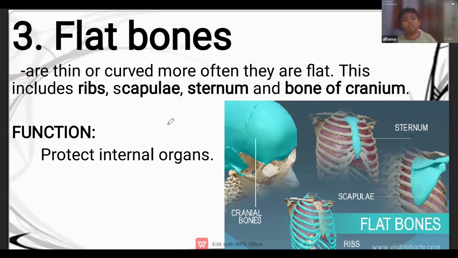Yes. Okay, so the ribs are not considered long because if we look at the definition or the description of a long bone, a long bone is longer than its width, right? That's the term. But if we look at the definition of the flat bone, as you can see, flat bones are thin or curved. More often, they are flat.